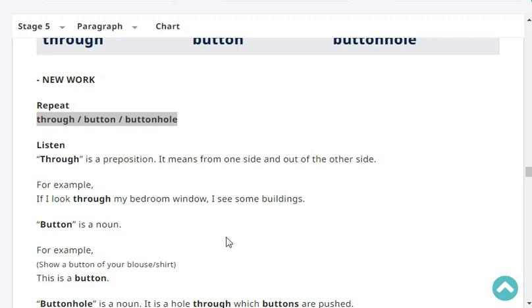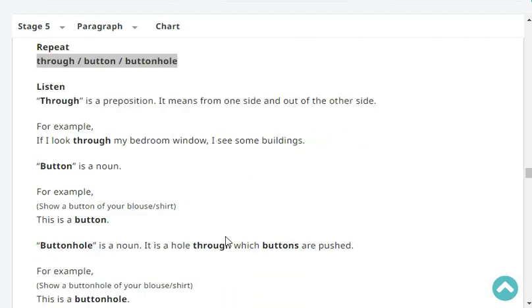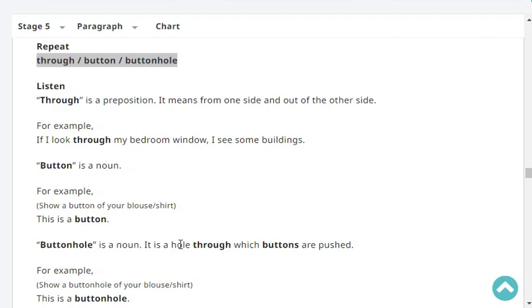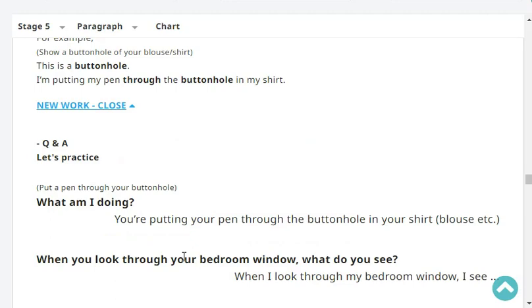Button is a noun. Okay, for example, these are buttons. Buttonhole is a noun. It is the hole through which buttons are pushed. For example, this is the buttonhole, where the button goes through. Okay, so let's practice.